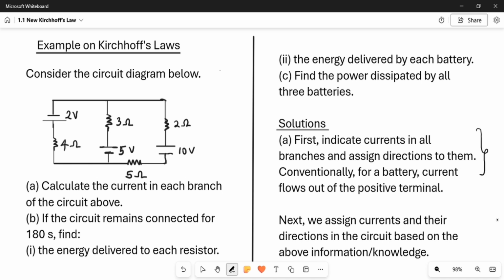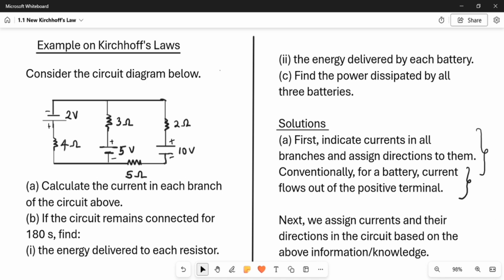You indicate the current in all the branches, then you have to assign directions to these currents. Now, the first step to take is that if you look at the batteries, conventionally for any battery, current will definitely flow out through the positive terminal. For any battery, current will flow out through the positive terminal. So in this case, we have the positive terminal of this 2 volt battery here. We have the negative terminal. Here we have the positive terminal, negative terminal, positive terminal, negative terminal.